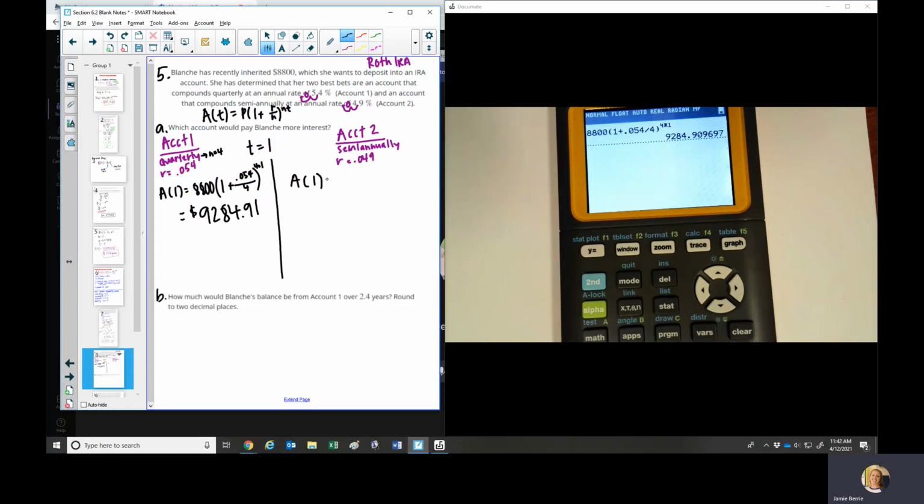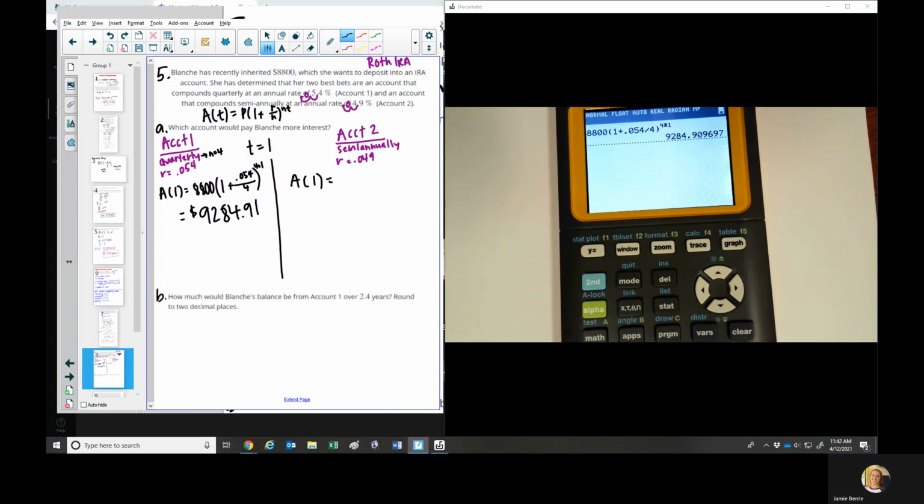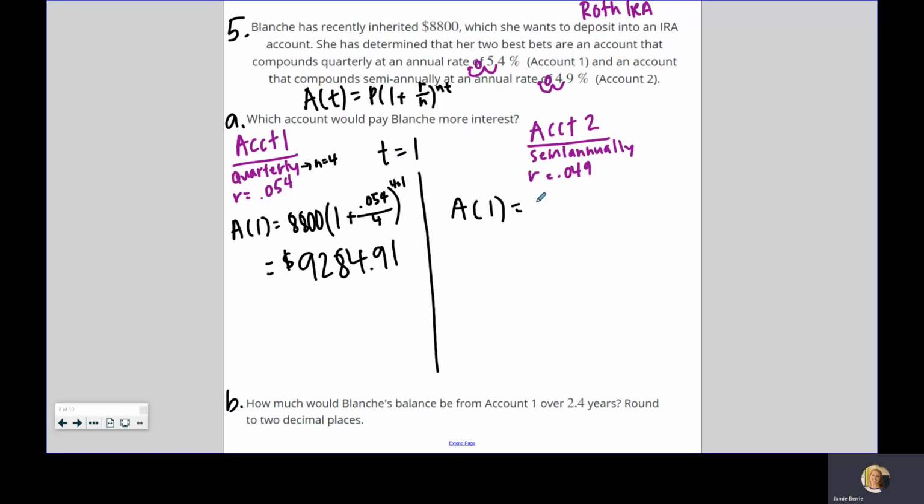Let's see if this second account is going to earn her any more money. Again, we're just plugging in 1. So using our formula up here, principal is the same. She's investing $8,800 times 1 plus. Interest rate here is 0.049, so a little bit lower interest rate, but it's going to compound twice a year. Semi-annually means 2 times per year. Raised to the N times T. So here we have 2 times 1.